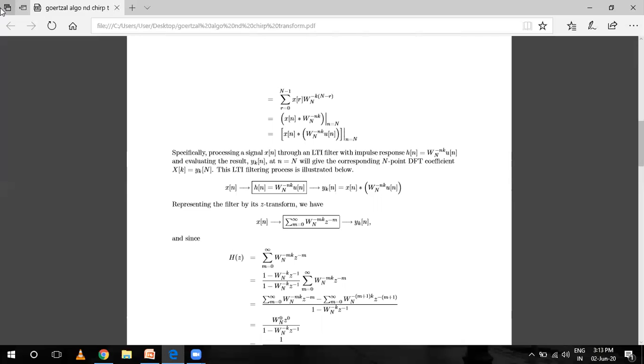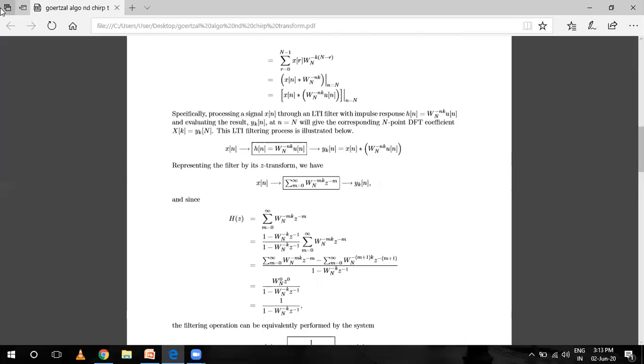When having xn and the transfer function hn equal to omega N to the power minus nk un, then you will get yn, which is the convolution of xn and hn, and hn is this one. And by representing the filter by using its z transform, when xn goes through a z transform, you will get ykn, and the function inside this z transform is omega N to the power minus mk, that into z to the power minus m.